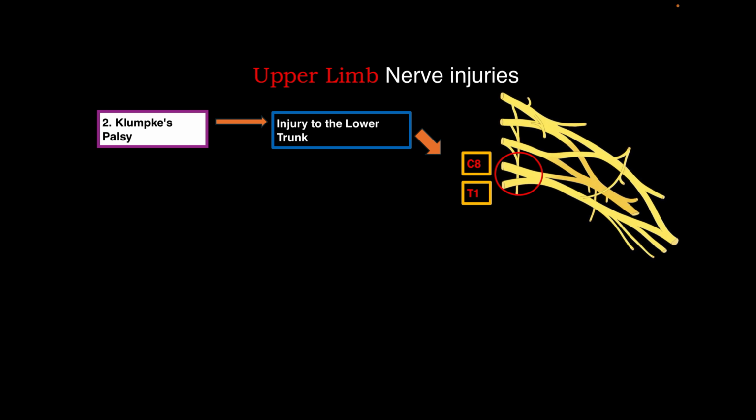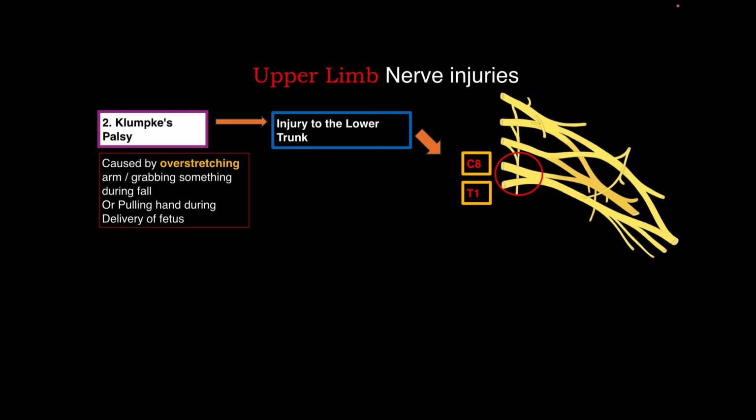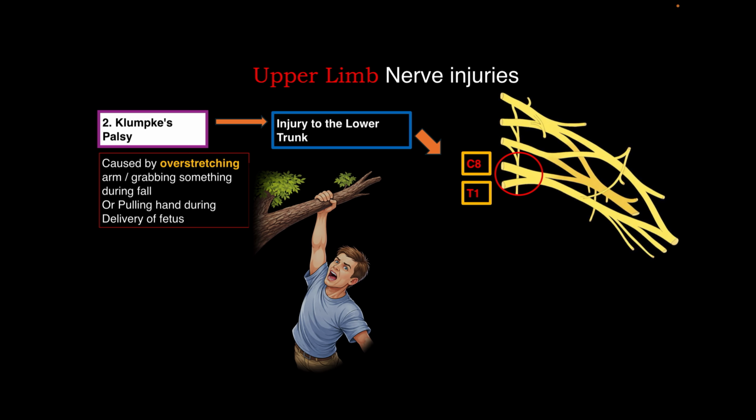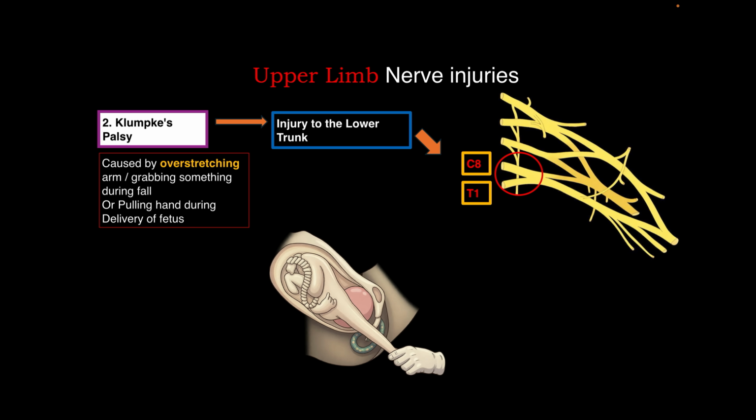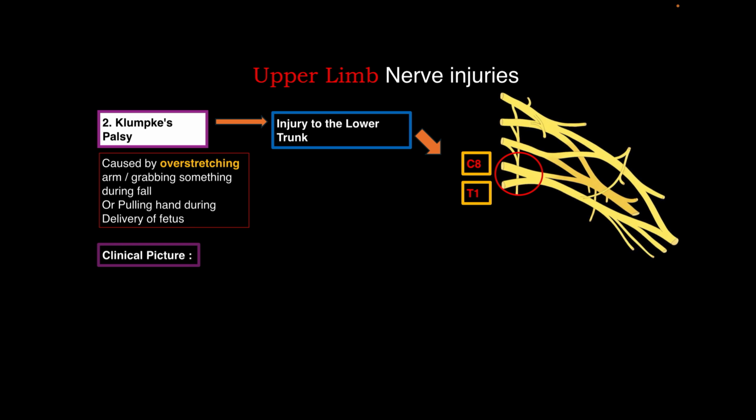And next we have Klumpke's palsy. Klumpke's palsy is an injury to the lower trunk of the brachial plexus at the level of C8 and T1 roots. And what are the causes of it? Overstretching of an arm, grabbing something during falling from height. And the most common cause of Klumpke's palsy is pulling the hand of the baby during vaginal delivery.